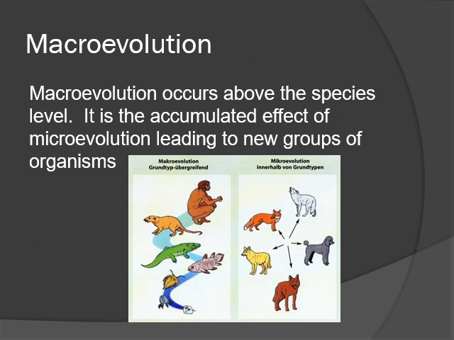The cumulative effect of microevolution, one generation to the next, of allelic frequency shifting, based on diversifying selection, balancing selection, stabilizing selection, or directional selection, will lead to macroevolution. This occurs above the species level. It's all of those microevolution effects, and it leads to new groups of organisms being formed.